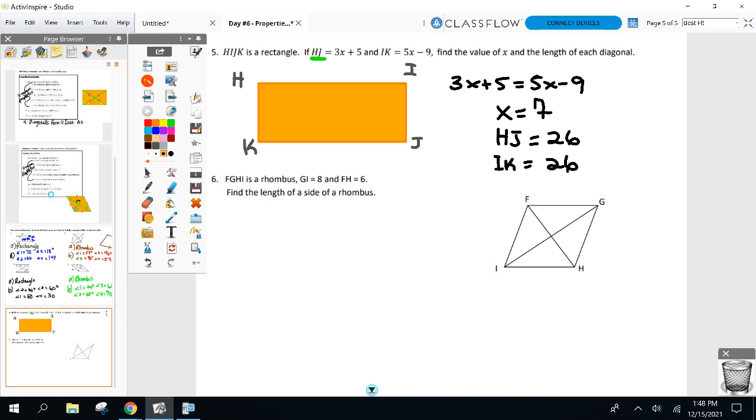Hey kids, does it matter which side I find? Why not? Oh, it's a rhombus, which means they're all congruent. Good. So it doesn't matter which one I find. What am I going to do with this 8 and 6? One's 8, the other's 6. Diagonals, now we're talking. Talk to me about diagonals of a rhombus.